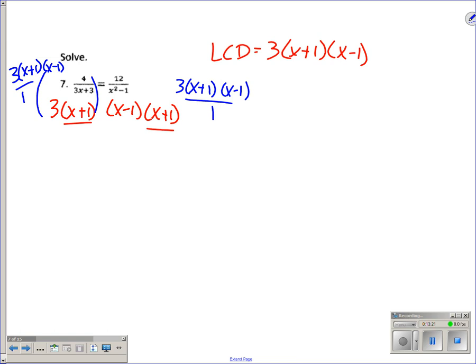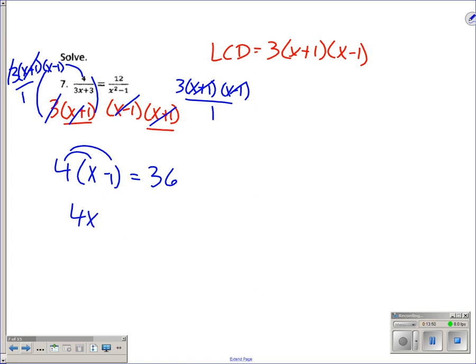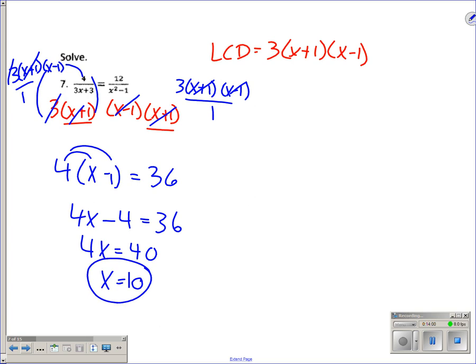So on the left side, the 3 and the x plus 1 cancel out, and I'm left with 4 times x minus 1. On the right side, the x plus 1s cancel out, the x minus 1s cancel out, and I'm left with 3 times 12, which is 36. Now it becomes an equation that's really easy to solve. Just distribute and combine like terms. So 4x equals 40, and x equals 10. Yay!